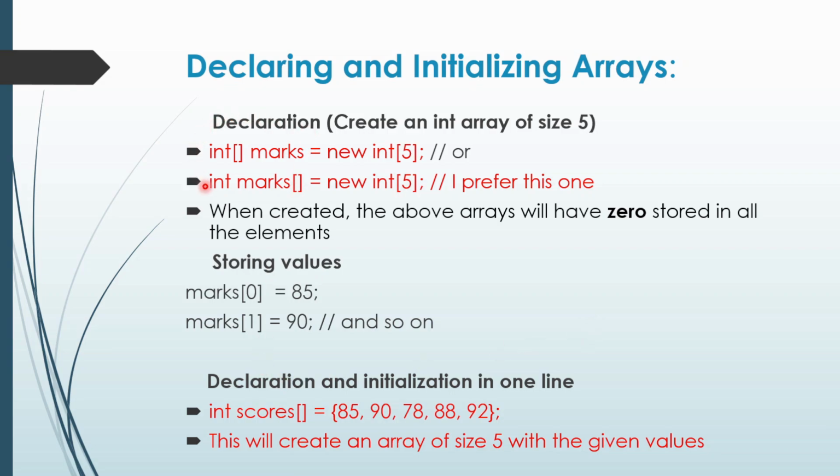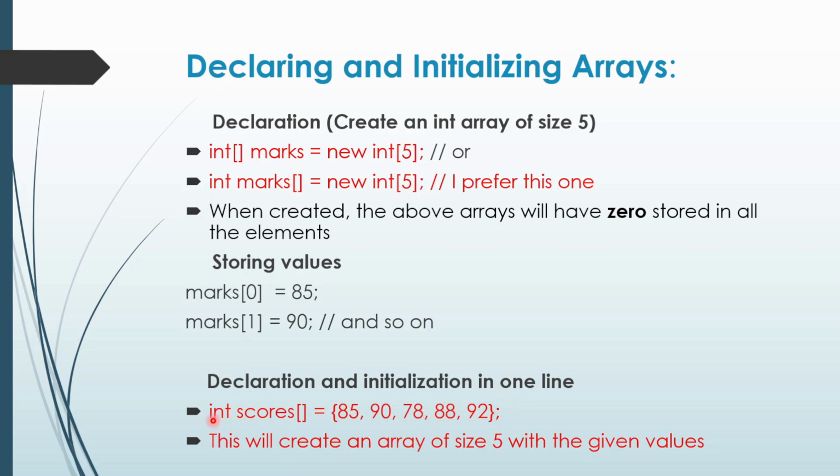Now you will declare an array like this if at the time of creating the array you don't know the values. But at the time of creating the array, you might know the values. How do we create and initialize in one line?